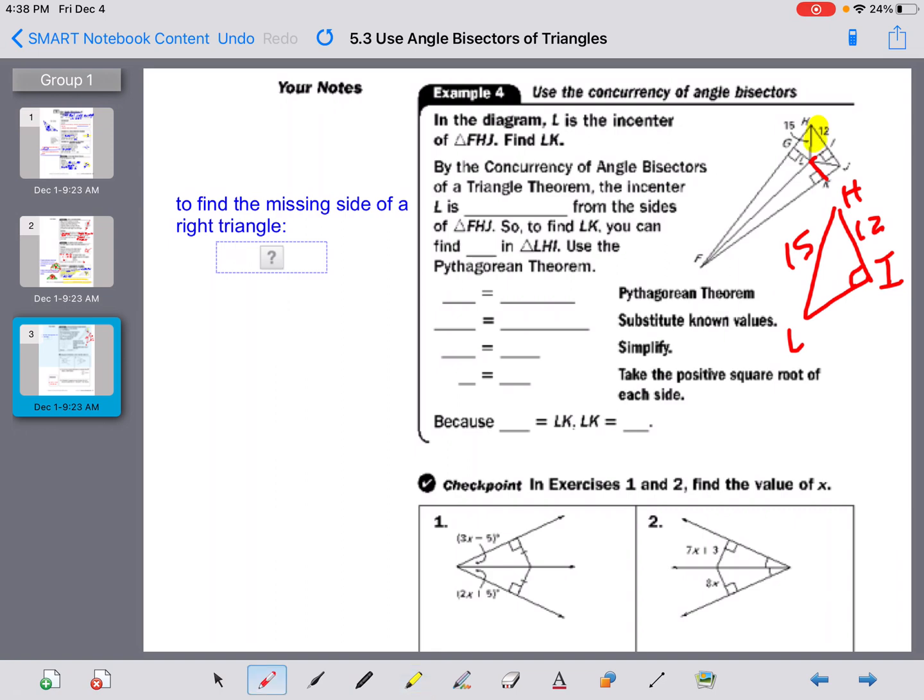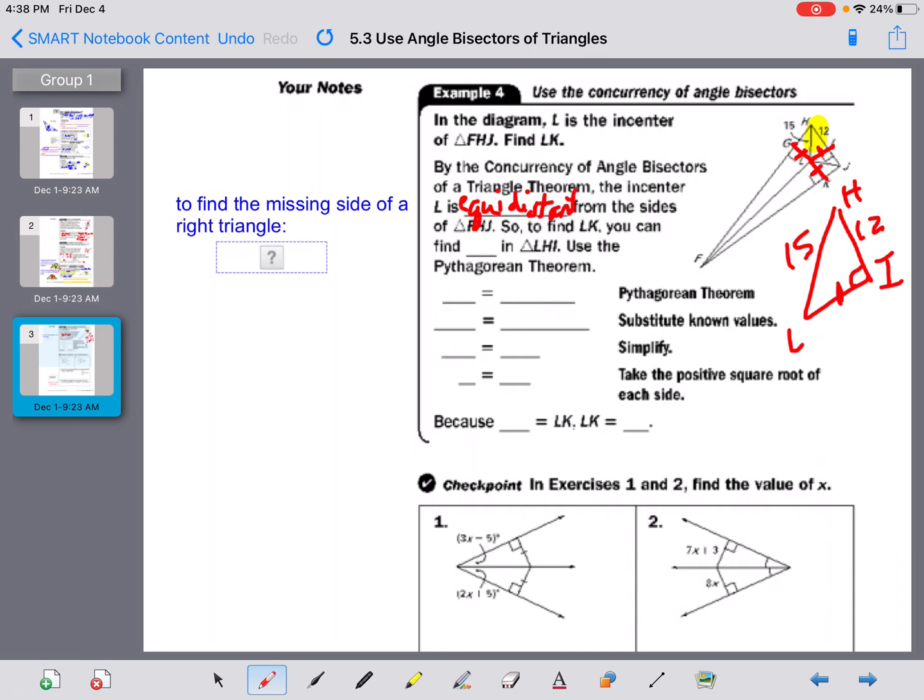Well, the thing with this LK that I'm supposed to be finding, it should be the same length as LI, it should be the same length as LG. All those should be the same length. So if I can find this LI right here, it's the same thing as LK, okay? Because it is equidistant to the sides. That's what I'm putting right there.